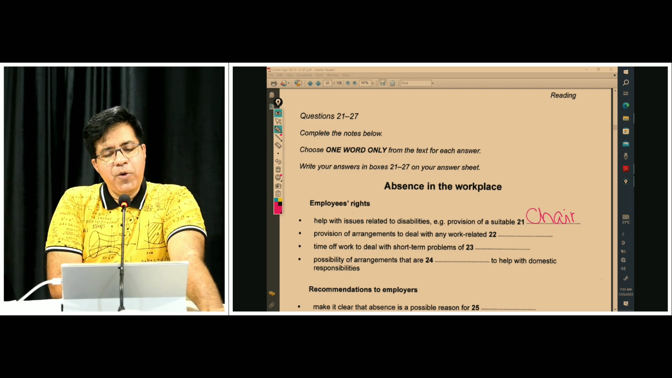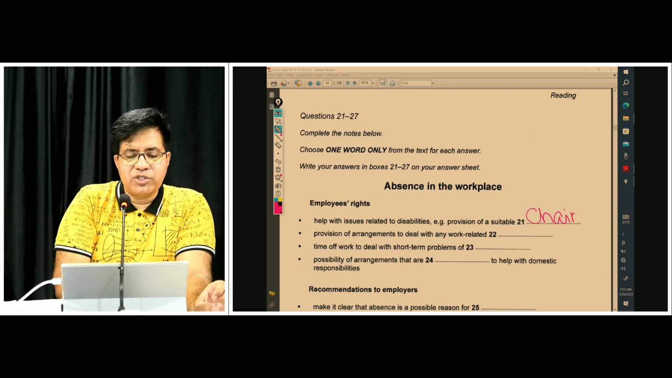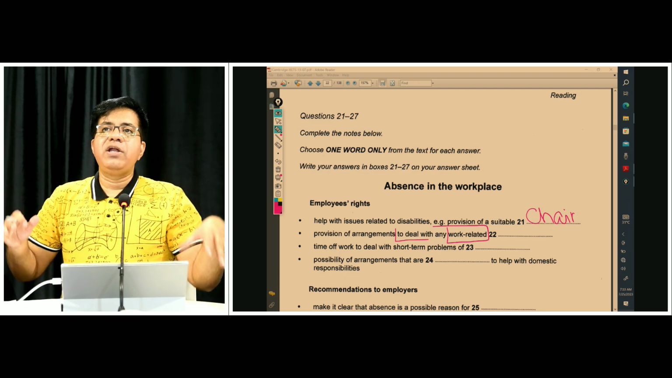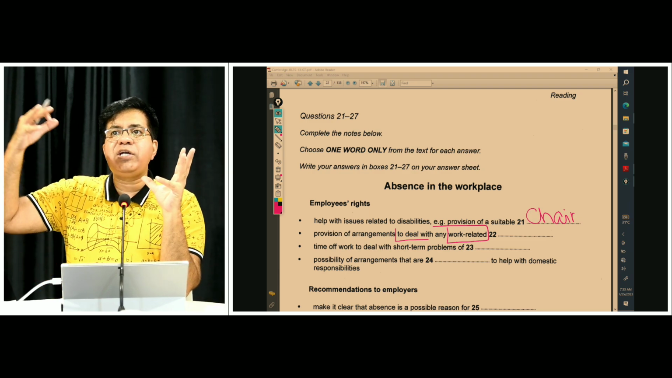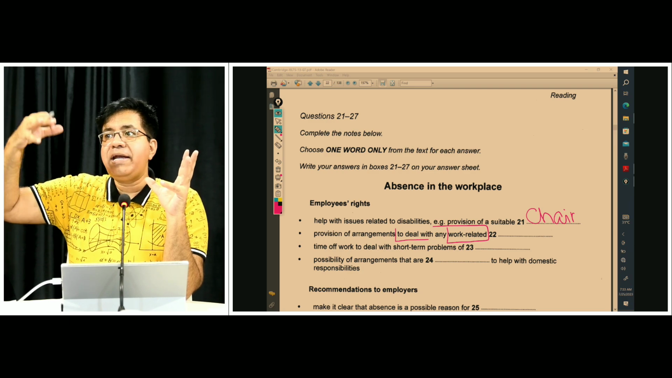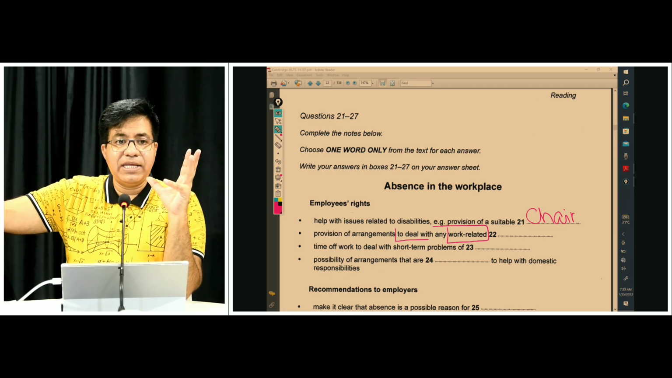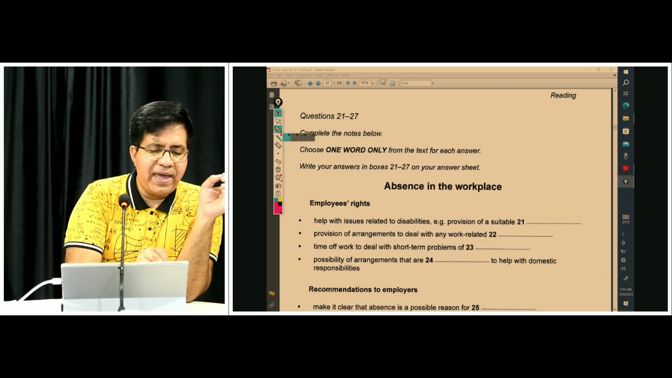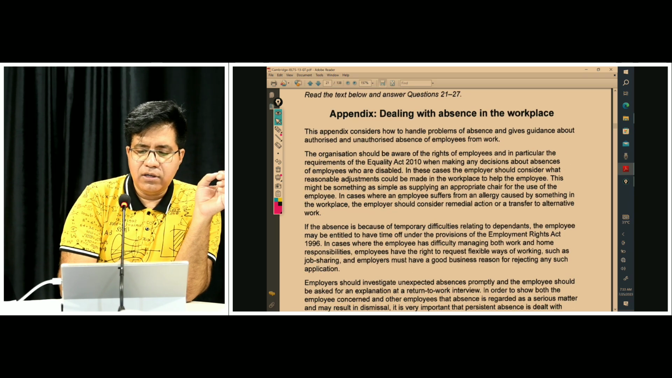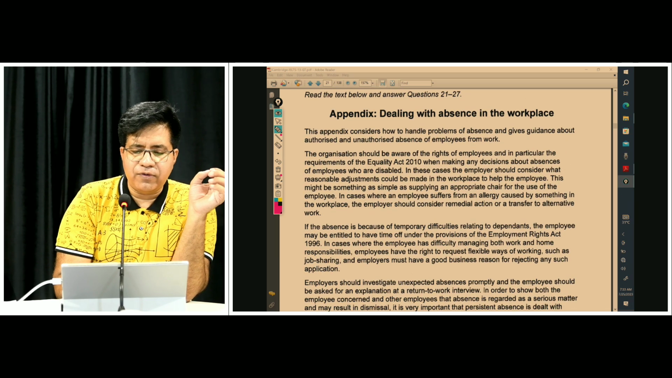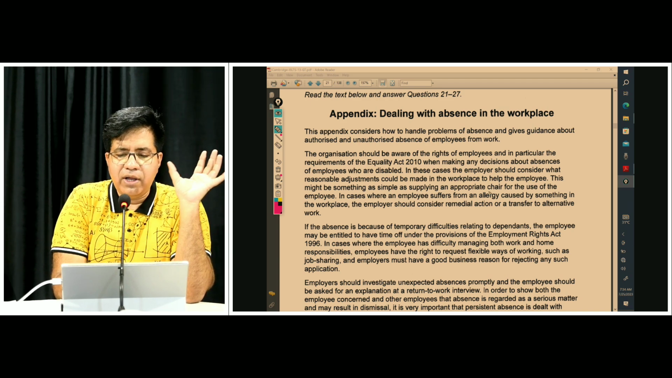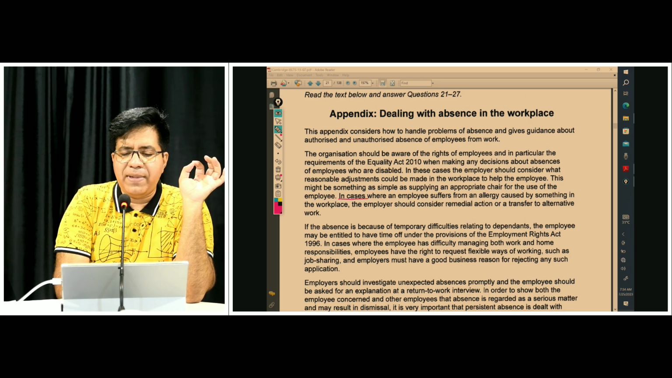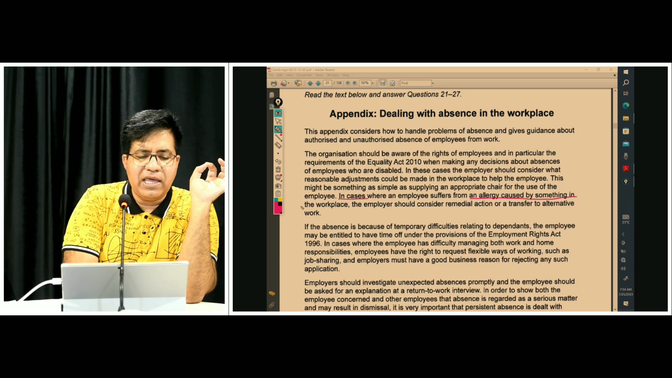Question number 22. Provision of arrangements to deal with any work related. Now look here, work related. For work related, they may use the word related to job, job related, related to work, on job dash, something like that. Okay. So provision of arrangements to deal with work related. Now we go back. Questions and answers are in order. Okay. I'm reading it after chair. Got it? Okay, second last line.